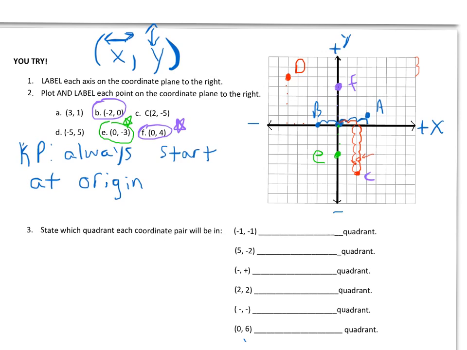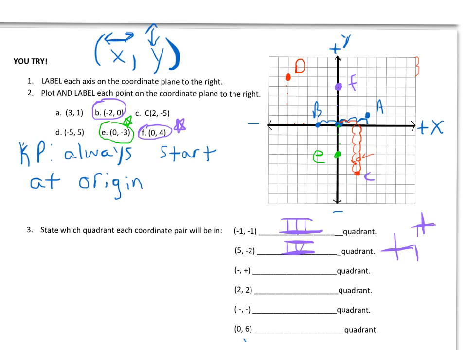State which quadrant each coordinate pair will be in. Okay. Well, if I have a -1, -1, I'm going to be going left 1 and then down 1. That puts me in quadrant number 3. For a 5, -2, I'm going to draw another one. So I would go right 5, and then I would go down 2. So what quadrant does that put me in? That puts me in quadrant number 4.